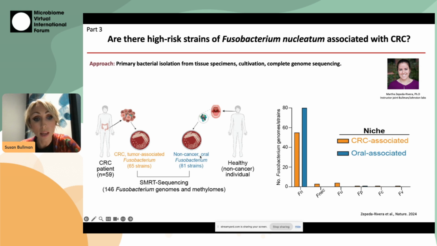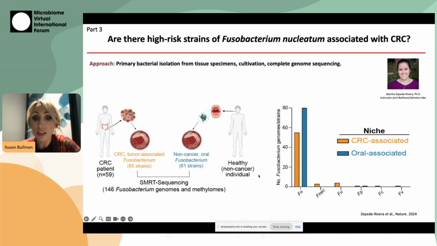We also collaborated with Dr. Junkun Ki at the KCOM, where we also obtained oral isolates. These were isolates from patients that were presumed healthy that did not have cancer. We wanted to compare the Fusobacterium strains that were colonizing tumors to those that were routinely present in the oral cavity of non-cancer patients. So we compared 65 strains from the CRC tumors to 81 strains isolated from the oral cavity of non-cancer individuals, carried out SMRT sequencing through PacBio, and we generated a collection of genomes and methylomes.